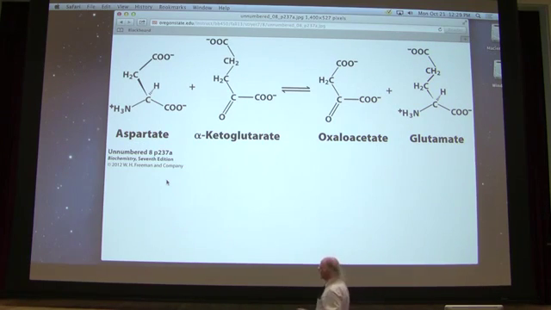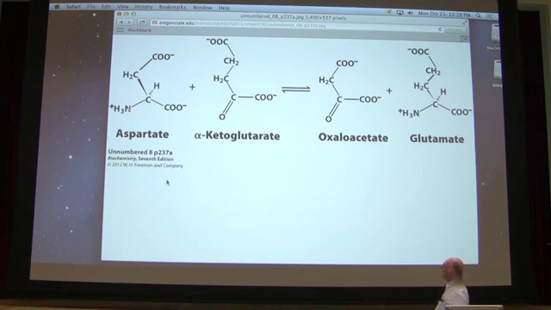Here's a reaction in which aspartic acid, which is an amino acid, binds to an enzyme. Alpha-ketoglutarate binds to an enzyme, and the products are oxaloacetate and glutamate. Well, what's going on here? Well, this is a very simple thing on the surface.